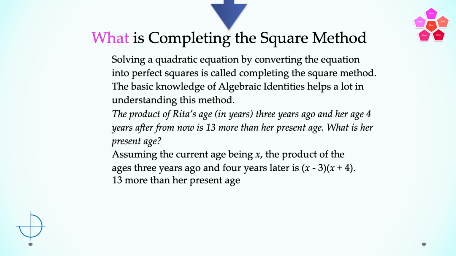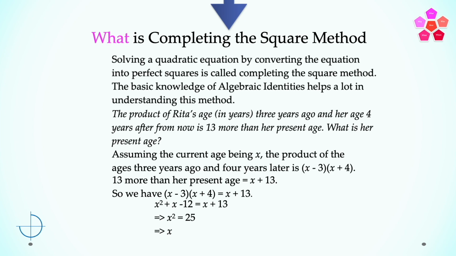So on further simplification, we have x minus 3 as a whole multiplied by x plus 4 is equal to x plus 13. And further simplification, we have x squared plus x minus 12 is equal to x plus 13. This implies that x squared is actually equal to 25. And now we can apply the algebraic identity a squared minus b squared. The values of x are plus 5 or minus 5. As age cannot be negative, the acceptable answer is plus 5.